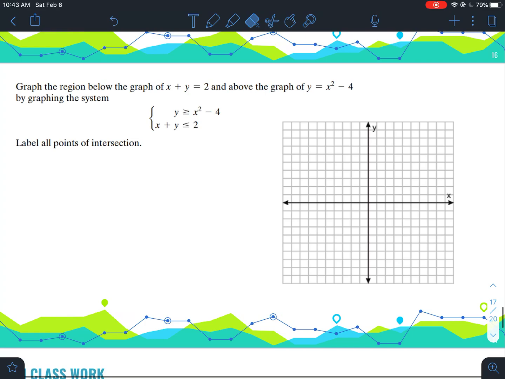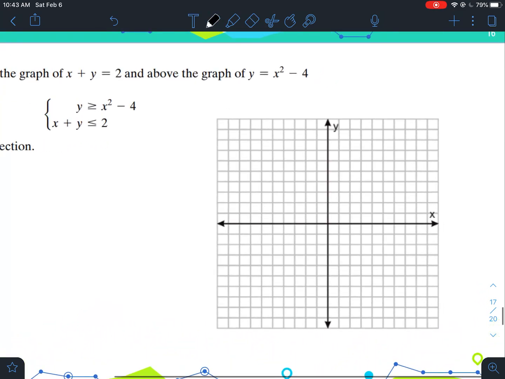All right, let's see if it's a non-linear system. So y is greater than or equal to x squared minus 4. So that is a parabola that moved 4 down. So 1, 2, 3, 4. And then it would have x-intercepts at 2 and negative 2. It's a solid parabola.